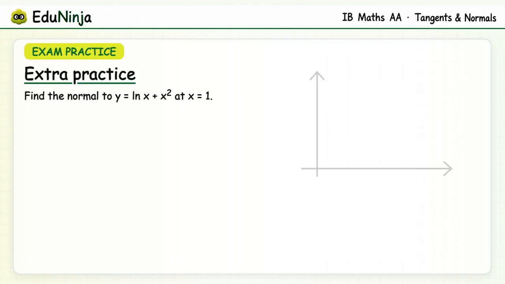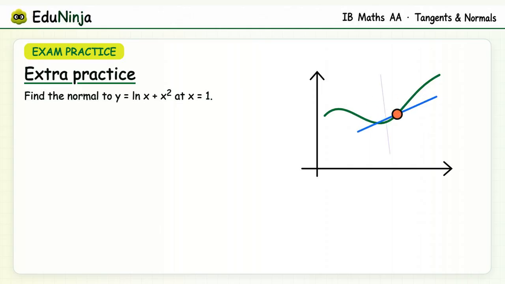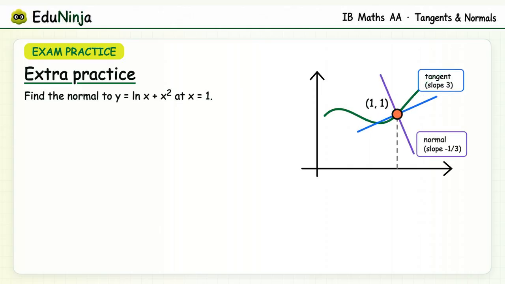Question 3 adds one more common IB Maths function. We need the normal to y equals natural log x plus x squared at x equals 1. First, find the point from the original curve. Natural log of 1 is 0 and 1 squared is 1, so the y value is 1. The point is 1, 1.